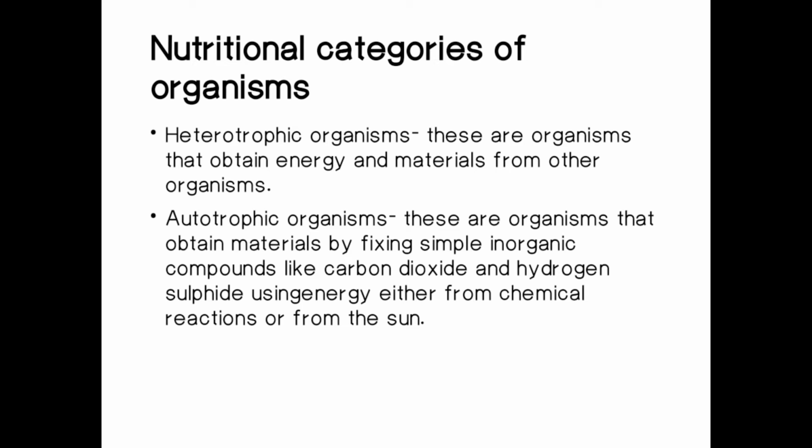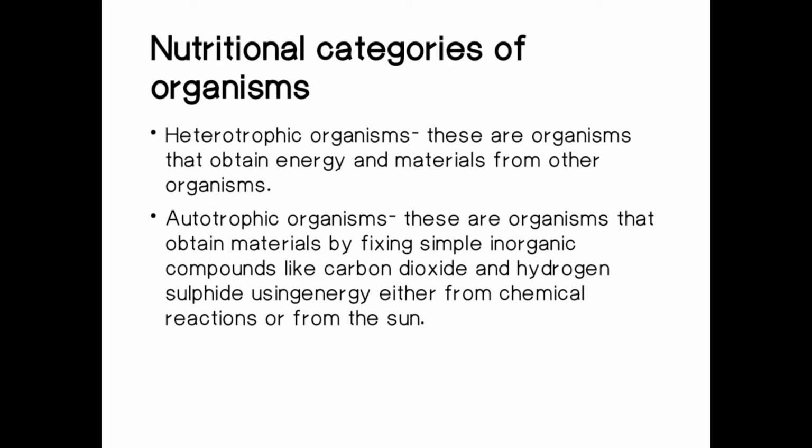For example, all animals are heterotrophs. All fungi are heterotrophs. Some protists are heterotrophs, and some bacteria are also heterotrophs. However, plants are majorly autotrophs. Some bacteria are autotrophs, and some protists are also autotrophs. So, what is the difference?